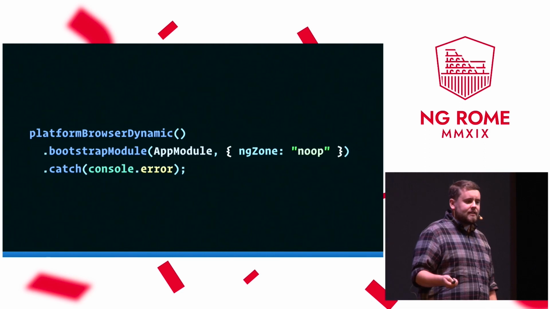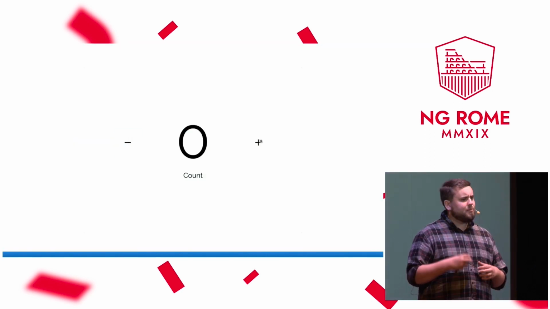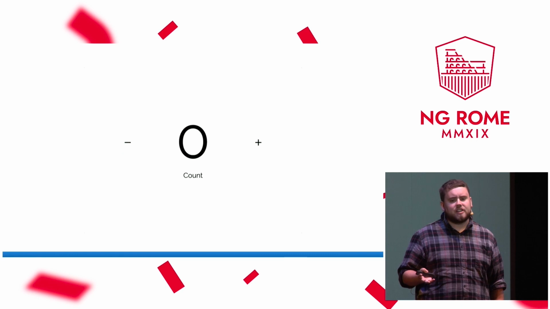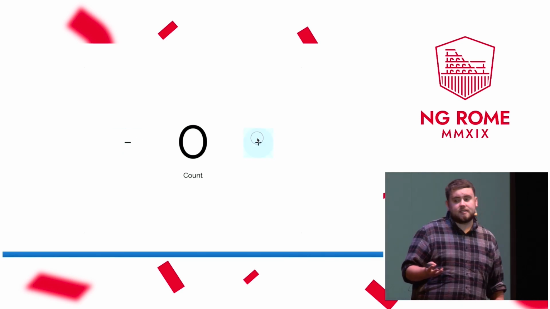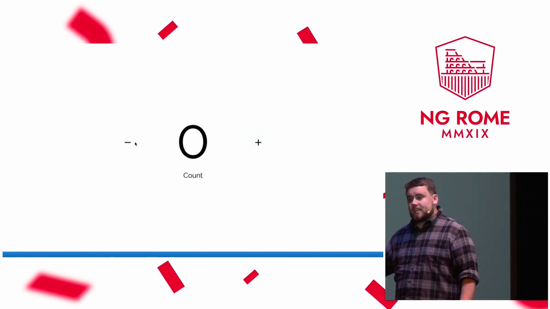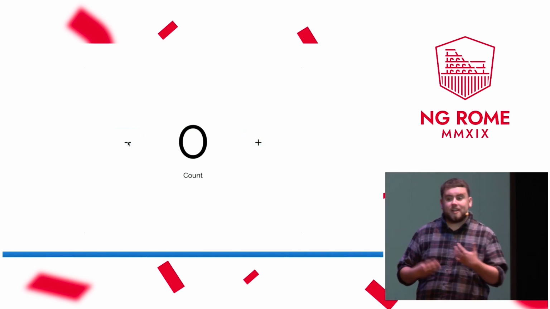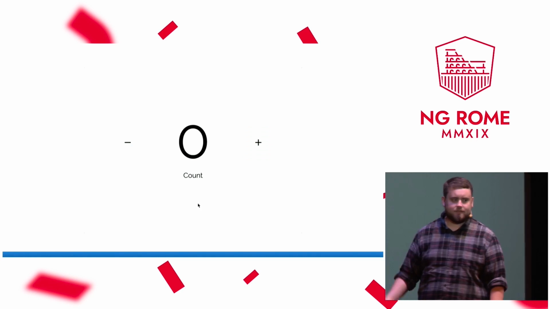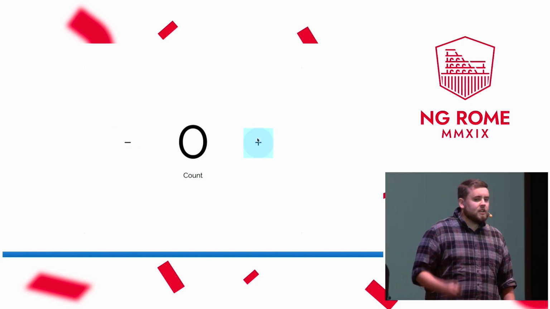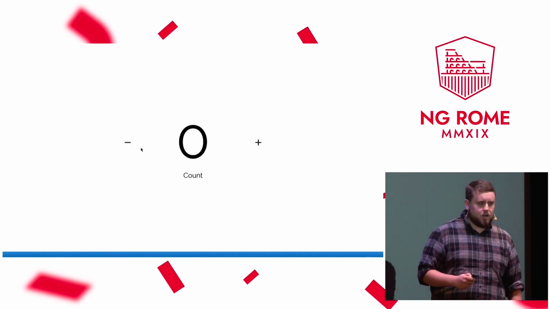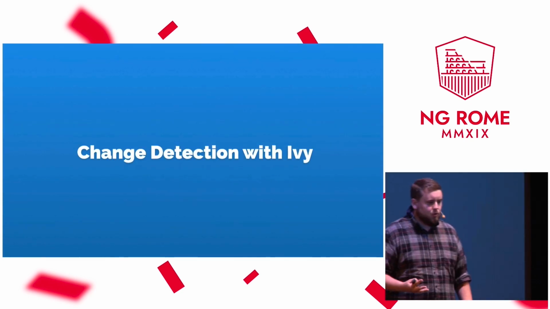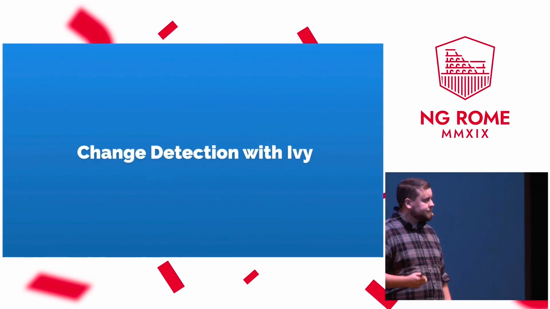Now if I run it, it renders, Ivy's working, but interacting with it doesn't cause the value to change. And this makes sense. Zones was the mechanism that told Angular when to run change detection. By removing zones, no one is telling Angular, hey, it's time to check if the view needs to be re-rendered. So let's start by trying to fix the change detection problem. And for that, we're going to need to explore some new Ivy APIs.